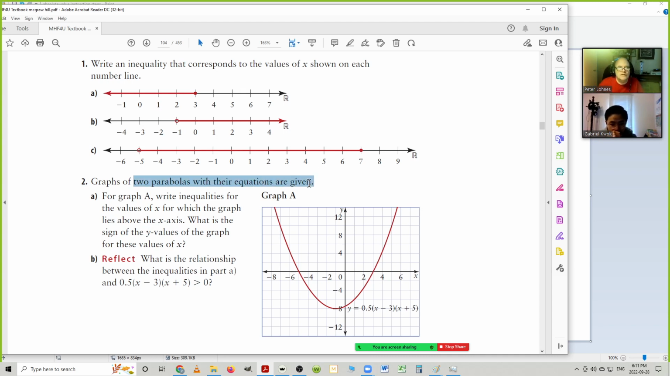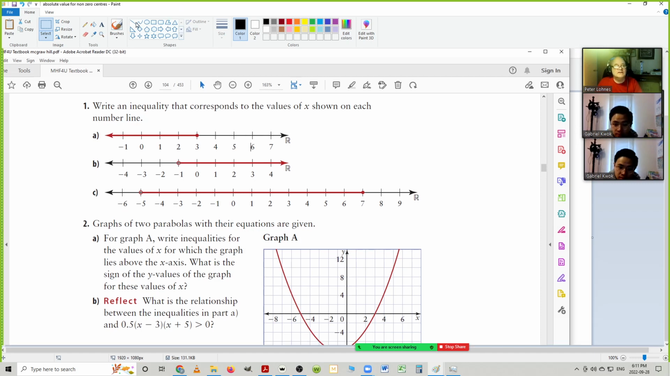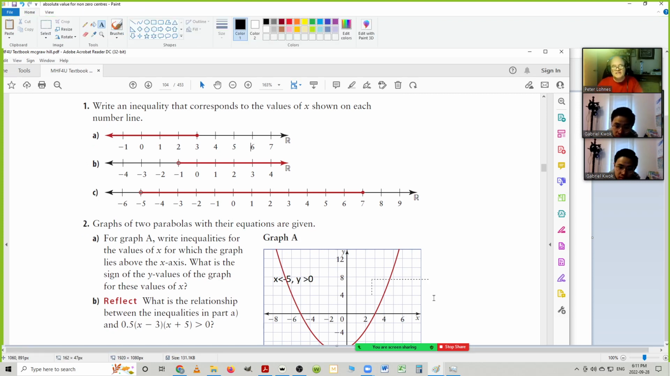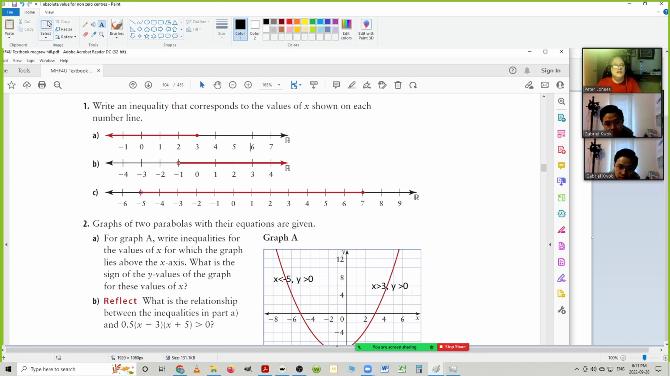Okay. What about this one? Graph of two parabolas with their equations are given. For graph A, write inequalities for the values of x for which this graph is above the x-axis. Where's this graph above the x-axis? When x is smaller than -5 and when x is larger than 3. So when x is smaller than -5, y is bigger than 0, and when x is bigger than 3, y is bigger than 0. Now, how would you do that as an absolute value line?